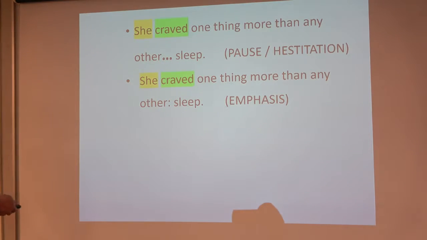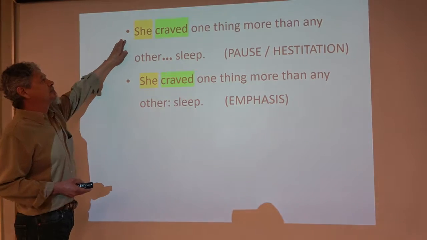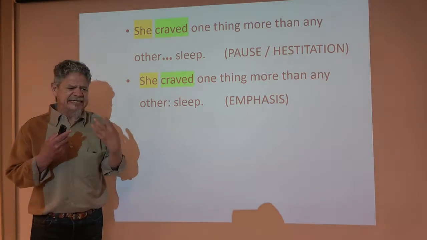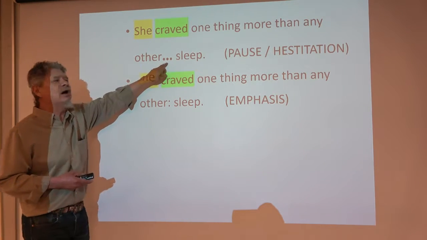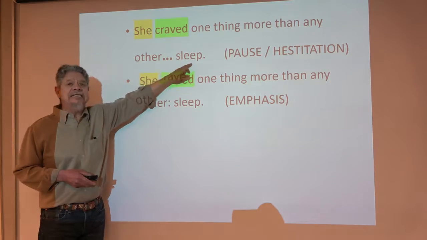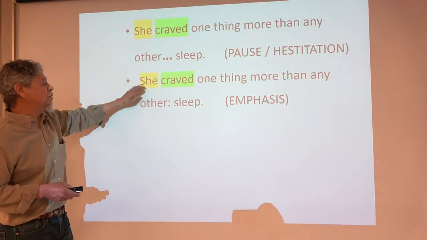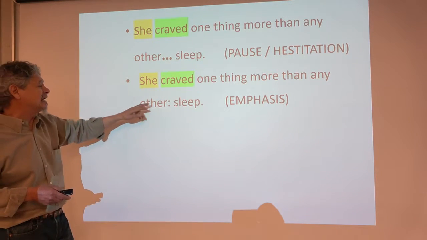All right, so the first example is this one. She craved. Crave is to want very intensely. She craved one thing more than another... Sleep. Now notice, you can use the same thing with a colon. She craved one thing more than any other: sleep.